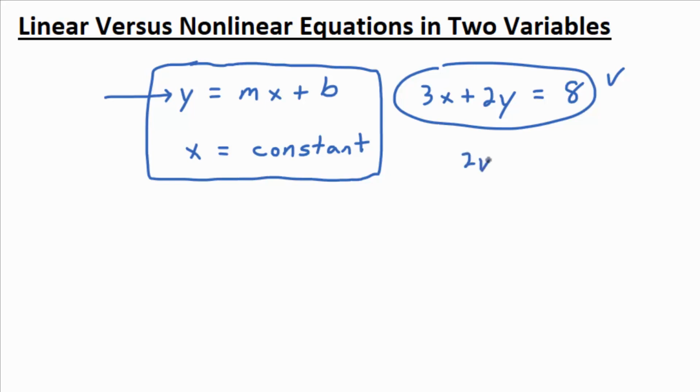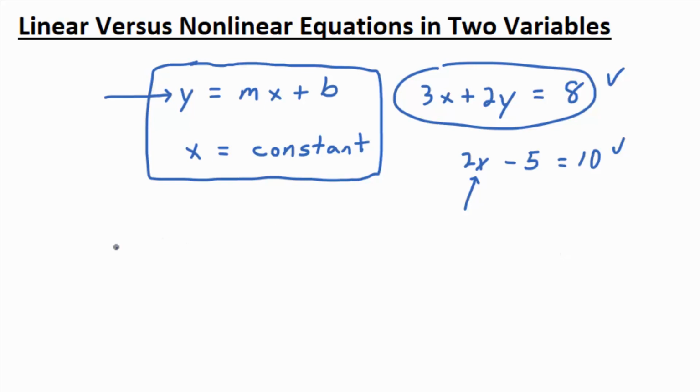Or like, let's change that to 2x minus 5 equals 10. You could solve this for x, getting x equals a constant. So this is a linear equation as well.